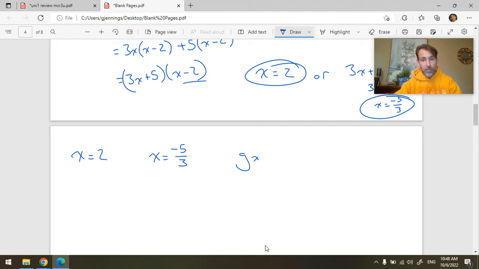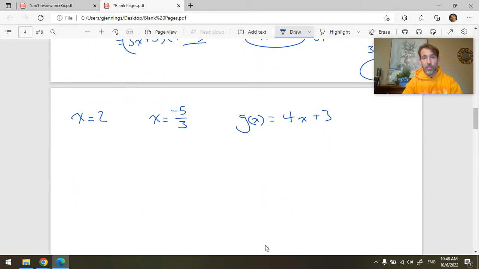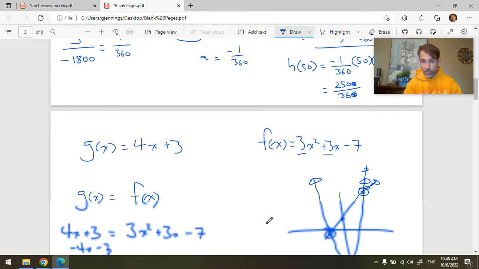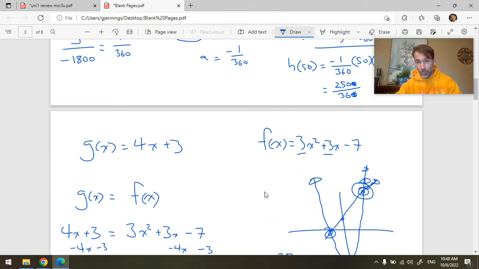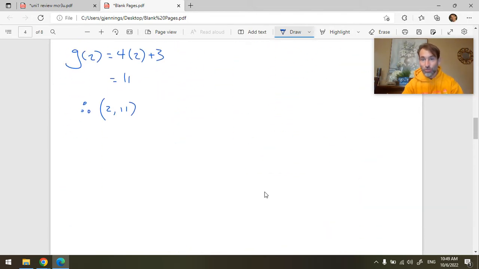Let's use g of x to find those intercepts. It was 4x plus 3, if I remember correctly. Yes, it was. So let's input them. G at 2 is equal to 4 times 2 plus 3 is equal to 11. Therefore, (2, 11) is a solution. Check your visualization. That could very easily be the point (2, 11). Over 2, up 11. Cool, I buy it. I think that's likely true.